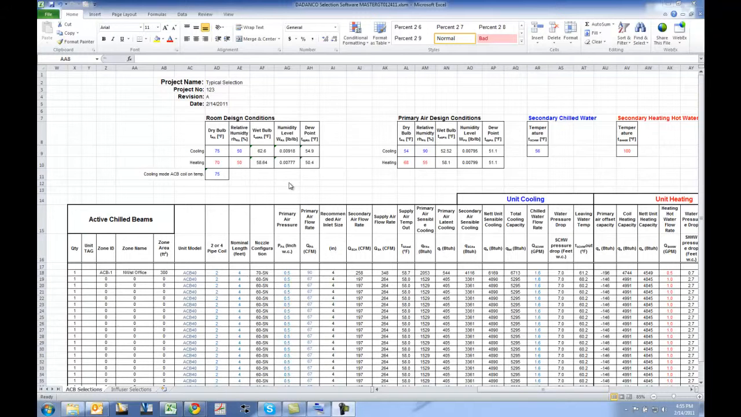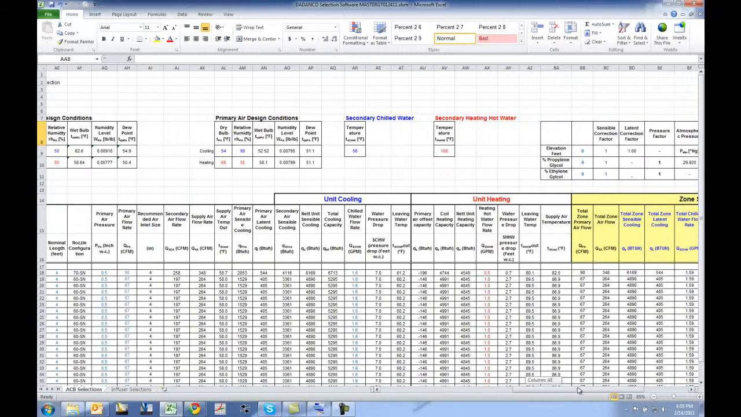The first step with utilising the Ddanko Excel-based selection program is to enter our overall design conditions for the space. We enter those in this location here. The first step is to enter the heating and cooling room design conditions, then our air handling design delivered conditions to each of the ACBs, and then we have our entering water for both chill water and heating water.